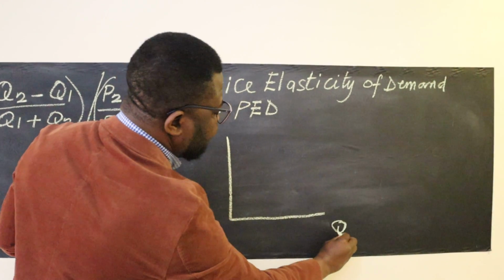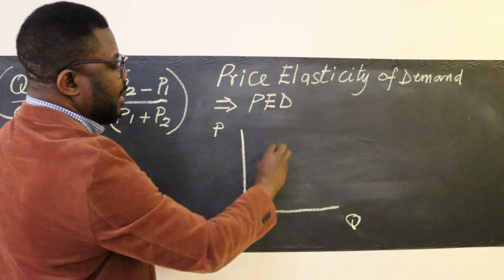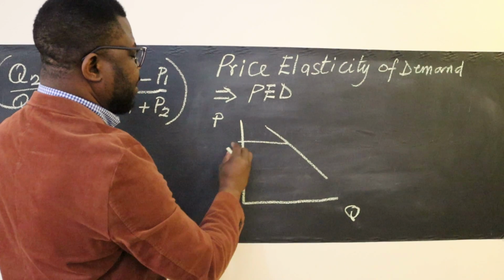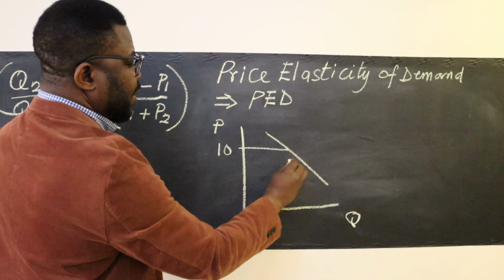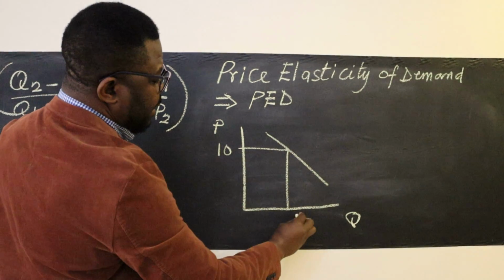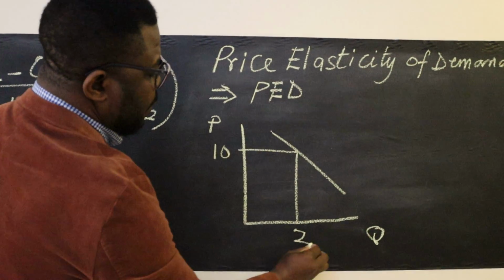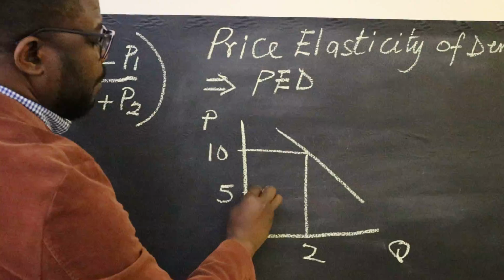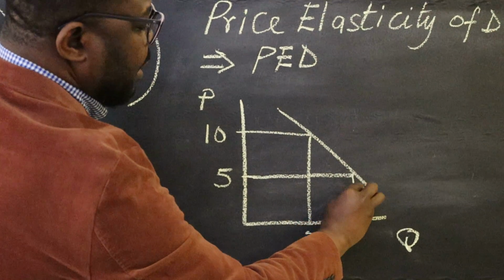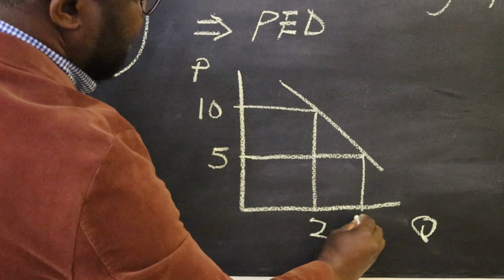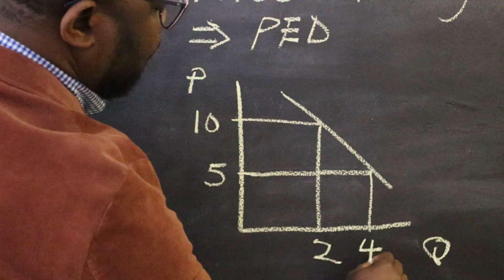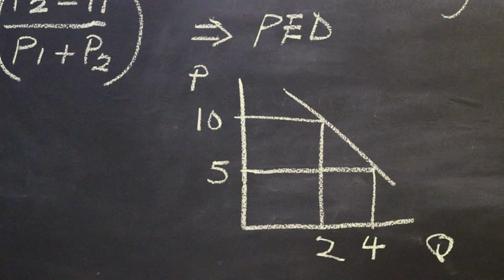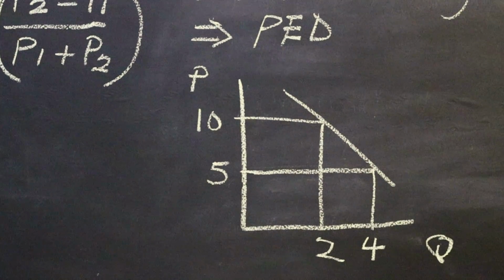Let's say you have your quantity, you have your price, and we have a standard demand curve. At the price of 10, the quantity demanded is 2. When the price goes down to 5, the quantity increases to, say, 4. Just for example purposes. So we can slot these numbers into our formula and work it out.